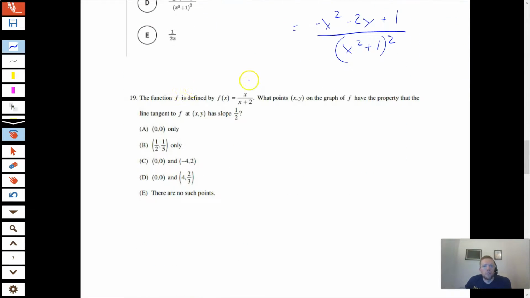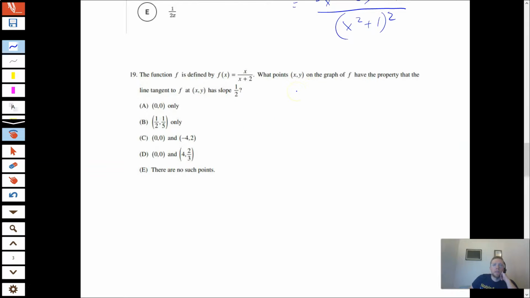So the function f is defined by f of x equals blah blah blah, and you should look at that in this case and think quotient rule, right? And then what points x, y in the graph have the property that the line tangent to f at x, y has slope 1/2? So we're going to take the derivative here, and we're going to use quotient rule. So that is going to be x plus 2 times the derivative of the top, which is just 1, minus the derivative of the bottom times the top, which is just minus x, right? And then over the bottom squared. I'm going to call that f prime of x. All right, the derivative of f.